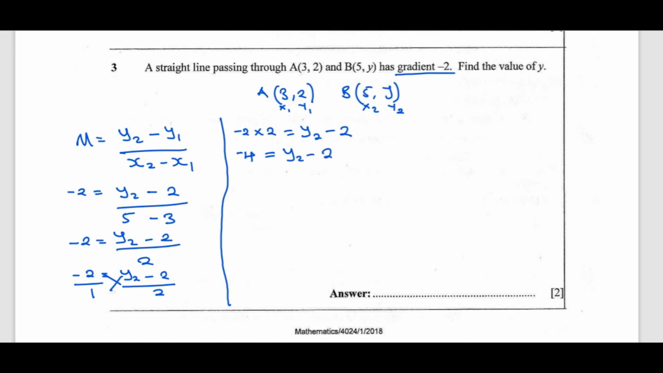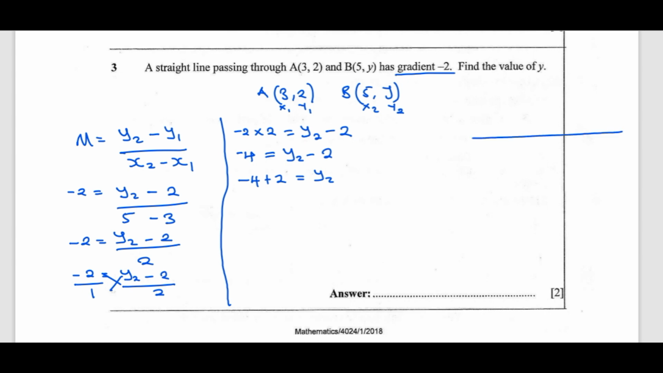And then when you reach here, you're going to collect the like terms. So we would say negative 4 plus 2, because this is a negative, when it crosses an equal sign, you'd find that it will change to positive, and then we're going to remain with y2 there. So negative plus positive, what are we going to have? So you subtract here. Maybe you're having difficulties in terms of different signs.